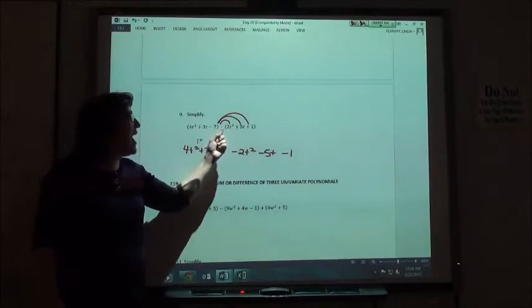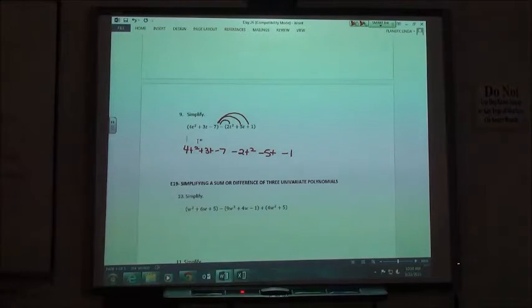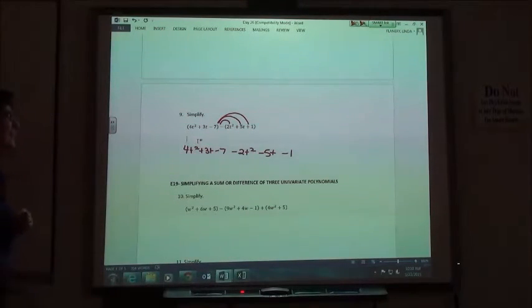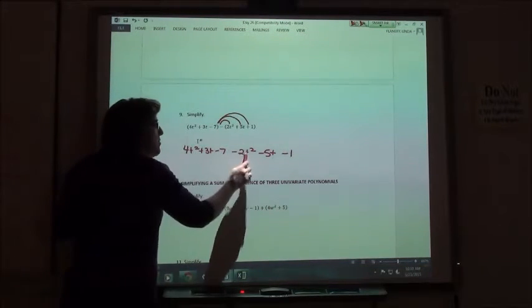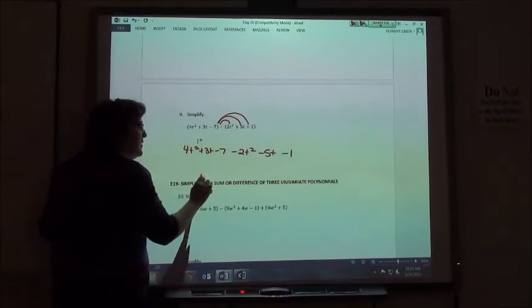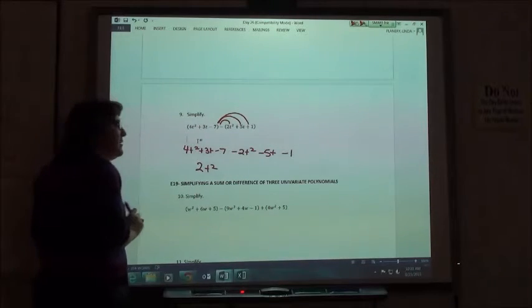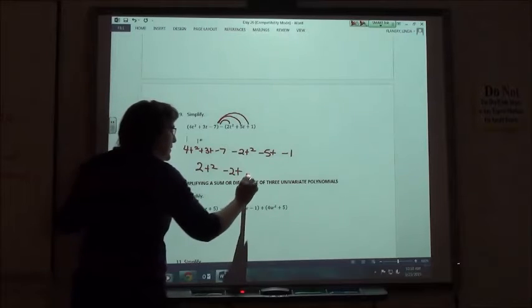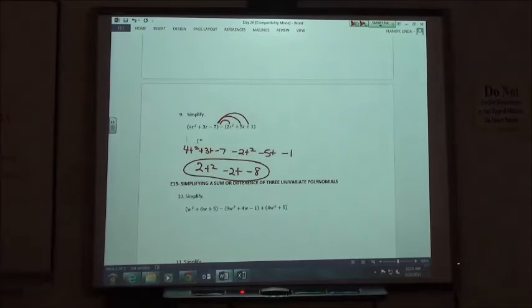Technically, subtraction is adding the opposite. So we did the opposite of all of those signs in that second set of parentheses. What was that? You just changed the sign. I changed all these signs to the opposite sign, yep. And now I'm going to combine my like terms. So 4t squared minus 2t squared is 2t squared. 3t minus 5t, negative 2t, and negative 7 minus 1. Negative 8. So 2t squared minus 2t minus 8.